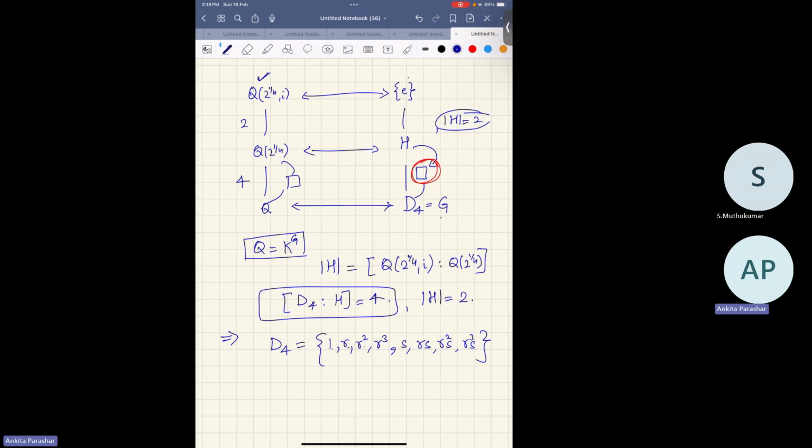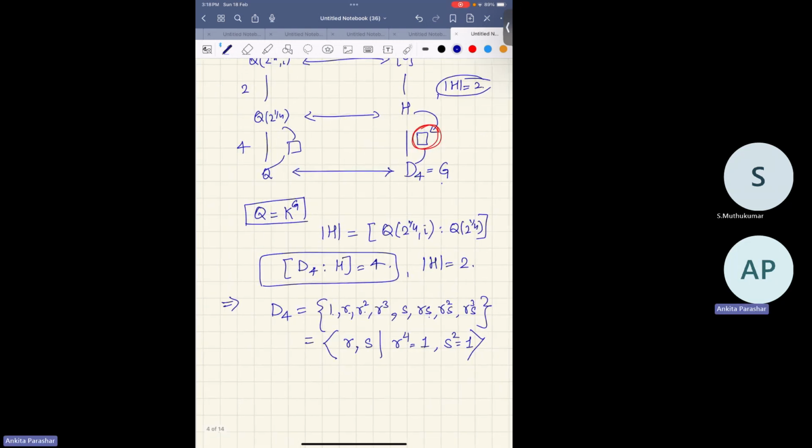So this is written in the form that I have written, R comma S. This is generated by R and S because every element is a product of R and S, where the order of R is 4 and the order of S is 2. This is how we write the presentation of the group. This we call a presentation. Right, so we will try to use this fact.